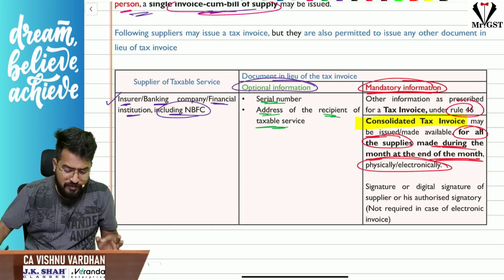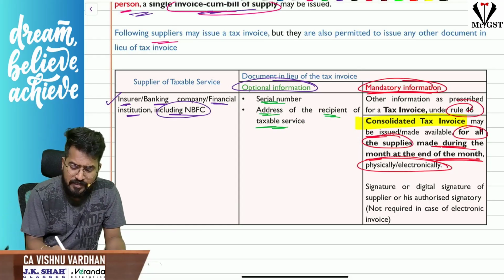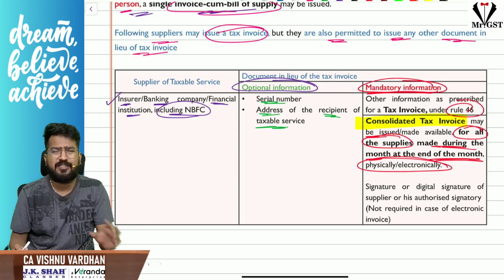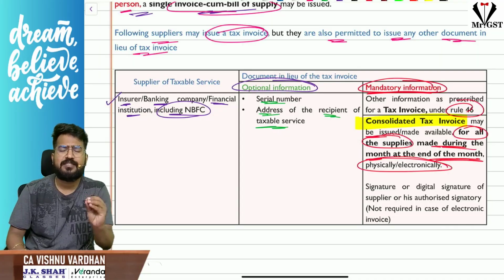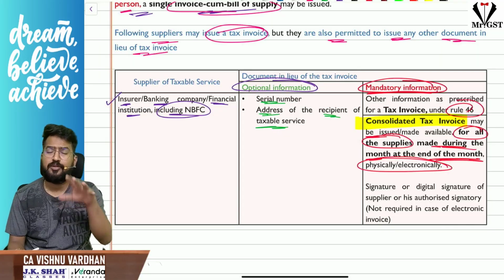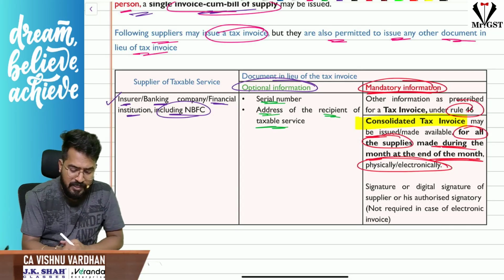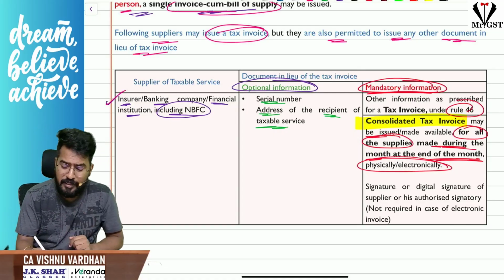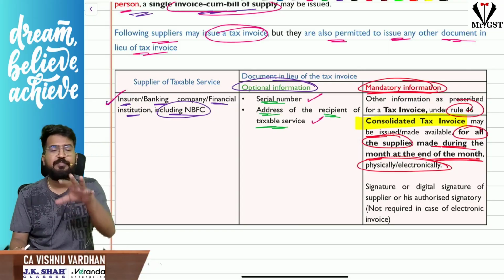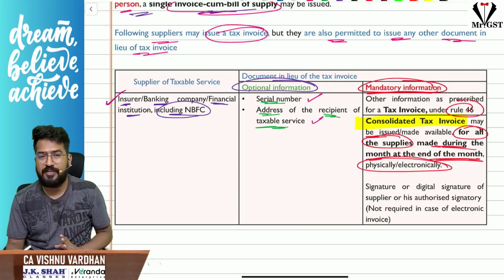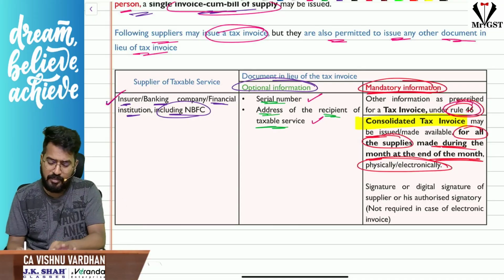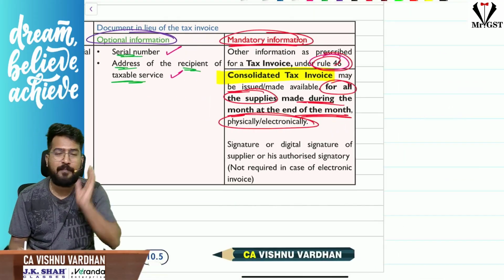Now the next one, sir: certain suppliers may issue a tax invoice, but they are also permitted to issue another document in lieu of a tax invoice. Here in this topic, we are going to see that certain people get some relaxation with respect to contents of the tax invoice. Insurance companies, banking companies, financial institutions and NBFCs need not have a serial number and address of the recipient in the tax invoice. That is optional for them. And the other particulars we discussed in Rule 46 are of course mandatory, except the serial number and address of the recipient.